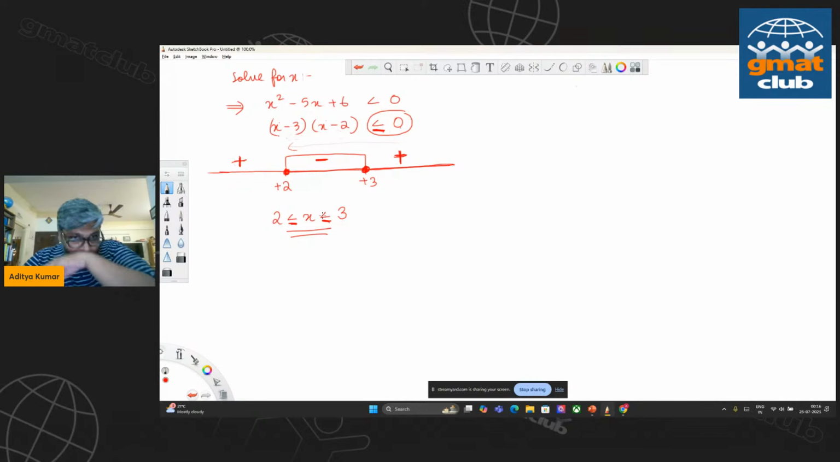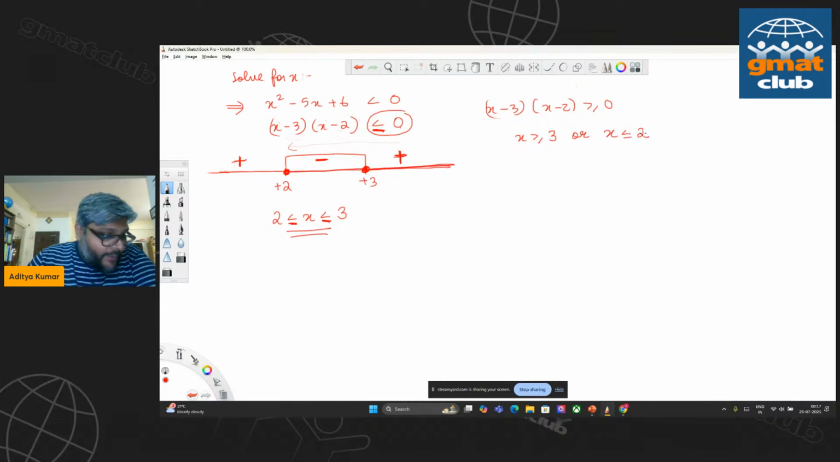If it's greater than or equal to, you include the boundaries. So if this was greater than or equal to 0, then I would take everything to the right of 3 inclusive of 3 and everything to the left of 2 inclusive of 2. So if this was x minus 3 into x minus 2 is greater than or equal to 0, then my solutions will be x is greater than or equal to 3, or, because there's no overlap, x is less than or equal to 2. That would be my answer. Got it?